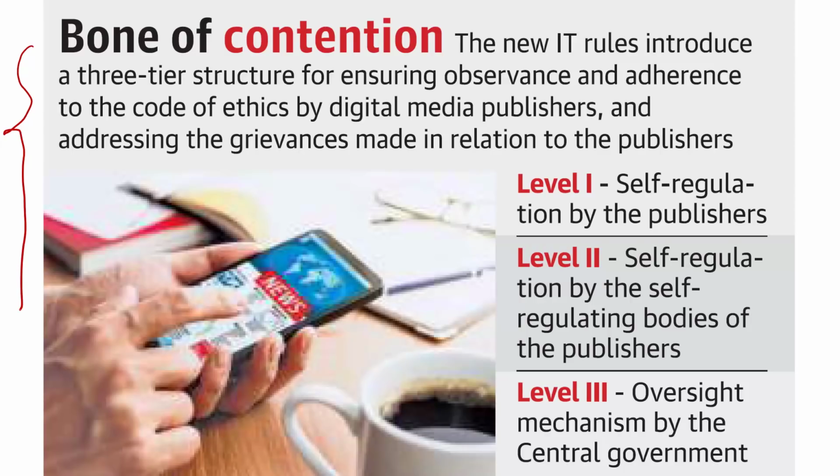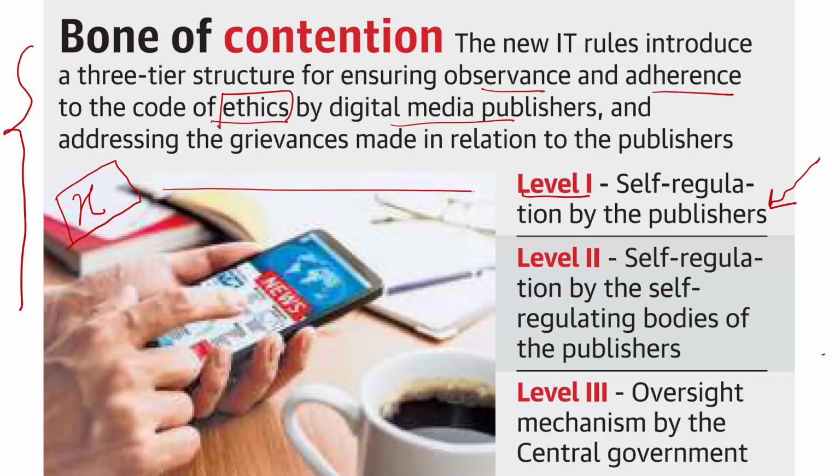These rules introduce a three-tier structure to ensure observance and adherence to the code of ethics by digital media publishers. And there are three levels, three tiers. Level number one, self-regulation by the publishers. Let's say the content is uploaded on this news portal X. Any person having a complaint against this article written on an online news portal can file a complaint.